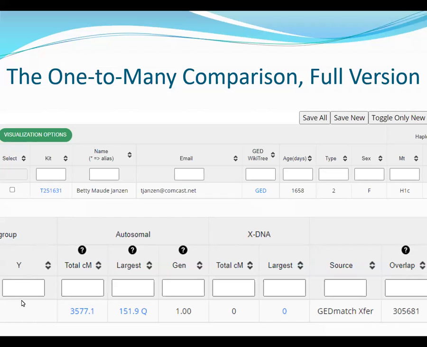I also want to highlight the fact that you get the total number of matching centimorgans down there. Since it's a parent-child pair, you see 3577 there, and the largest segment, which is 151 in this particular case. So keep in mind, you can click on that 151, and that'll take you to a one-to-one comparison, as we see in the next slide.